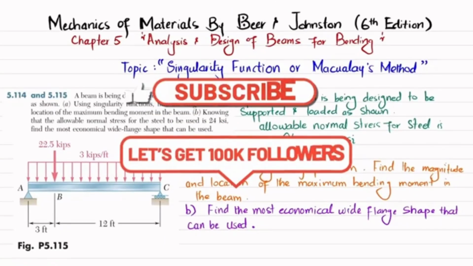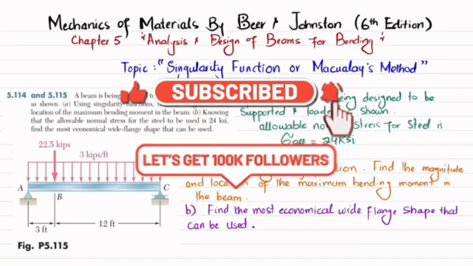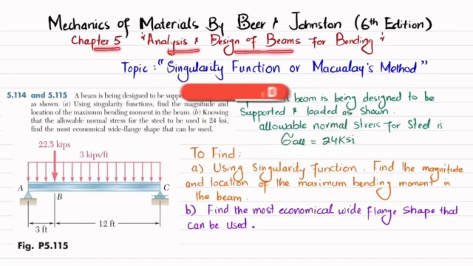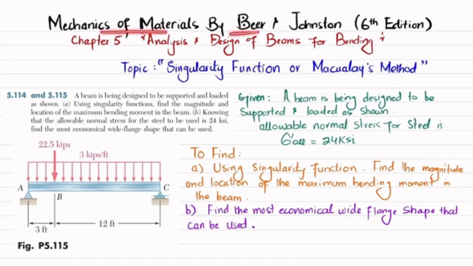Welcome back. Problem 5.115. This problem is taken from chapter number 5, Analysis and Design of Beams for Bending, and the book is Mechanics of Materials by Beer and Johnston, 6th edition. The topic that we are covering is singularity functions, also known as Macaulay's method.